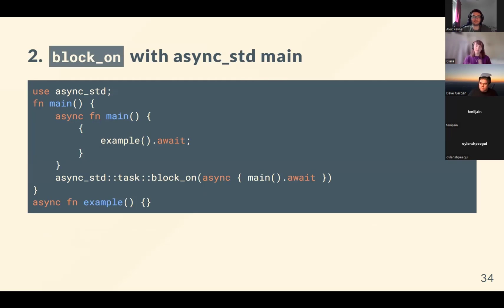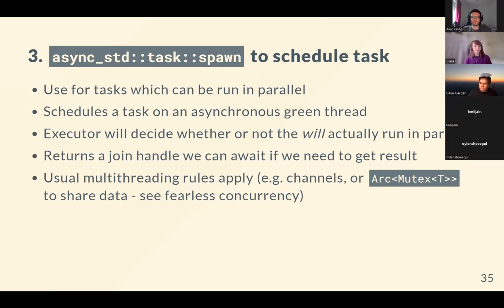The executor is going to go through these futures in a sensible manner. It's going to interact with the operating system to wait for things without blocking, and it's going to execute all of our work. We've got this async-std task spawn, which again is for tasks that run in parallel. It's running on an asynchronous green thread, and the executor is the thing that actually decides whether they're going to run in parallel.